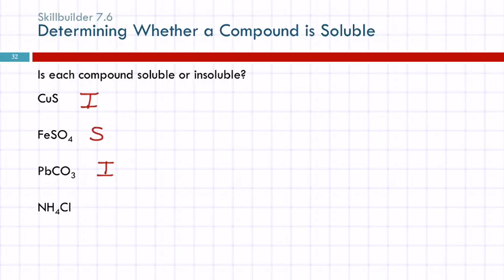Ammonium chloride. The first line says lithium, sodium, potassium, and ammonium compounds are always soluble, no exceptions.